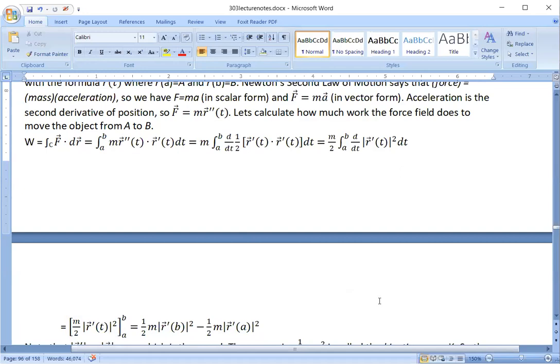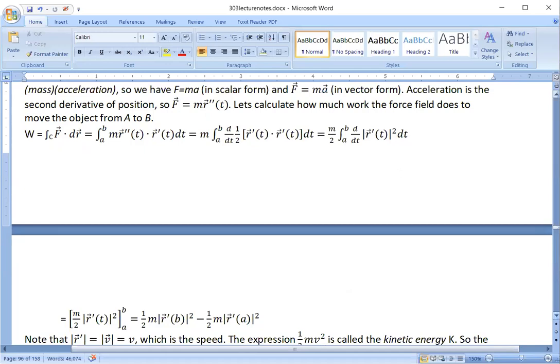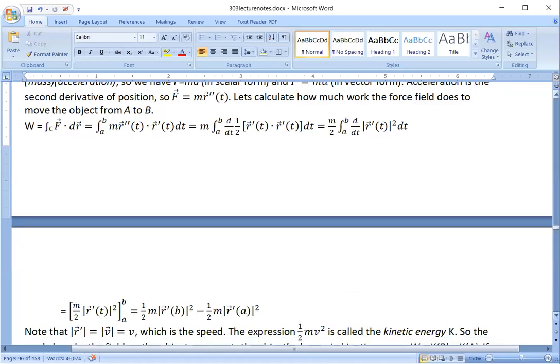Now, what does this mean? Let's take a look. Let's talk about what r prime is. We know that r is position, and therefore r prime is velocity. But we've got the magnitude of that, and the magnitude of the velocity is just the speed. So what expression do we really have here? This is 1/2 mv squared. The expression 1/2 mv squared you may have seen before in physics. That is called the kinetic energy.